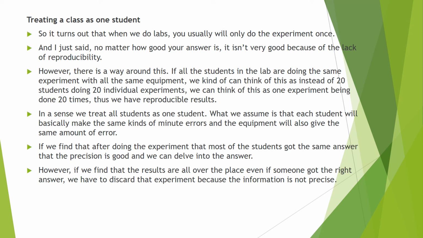And since we do this, if we find that after doing an experiment most of the students got the same answer, then the precision is good. And that's actually what I like to do, I like to go over everybody's results, decide if the answer is precise or not, and then see how it compares to the accuracy. For instance, suppose that everybody gets quite different answers. If everybody gets quite different answers, then basically the experiment's imprecise. And even though some people might have got the right answer, it doesn't mean a thing because the experiment is imprecise.